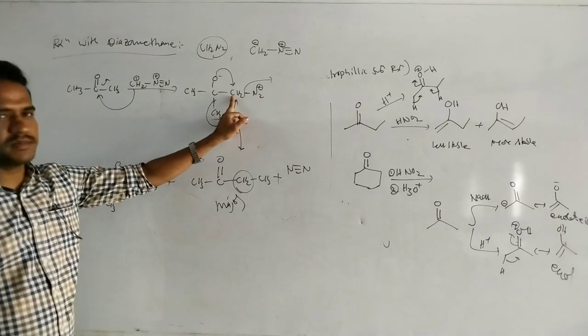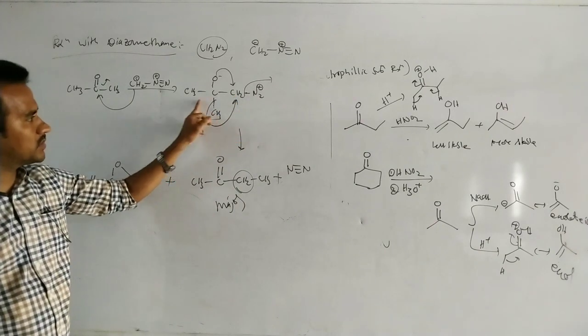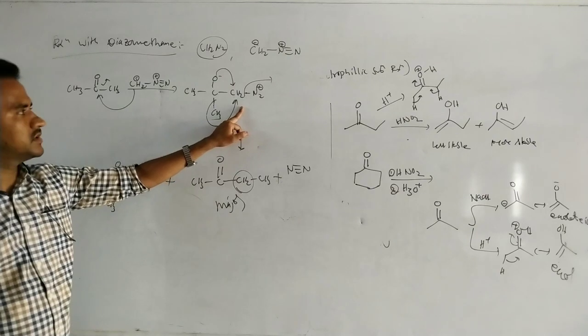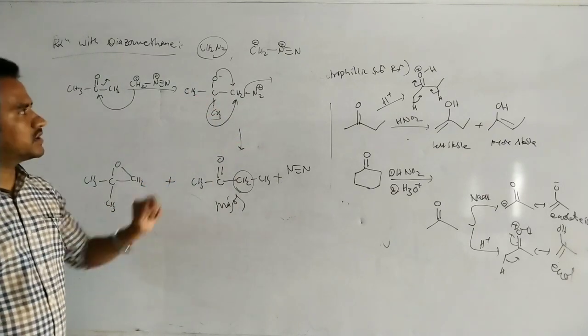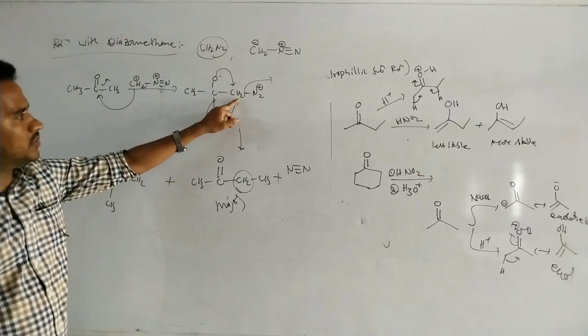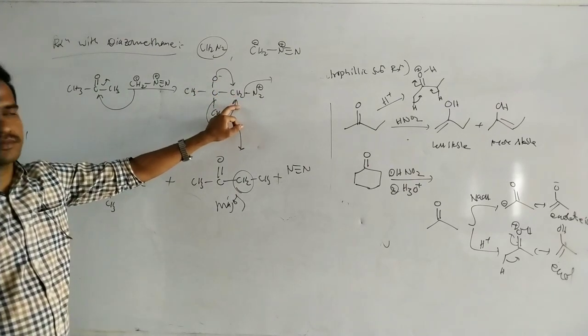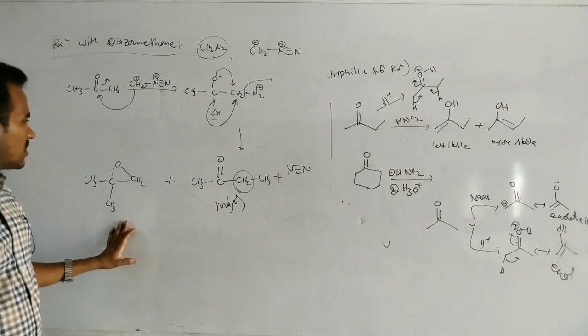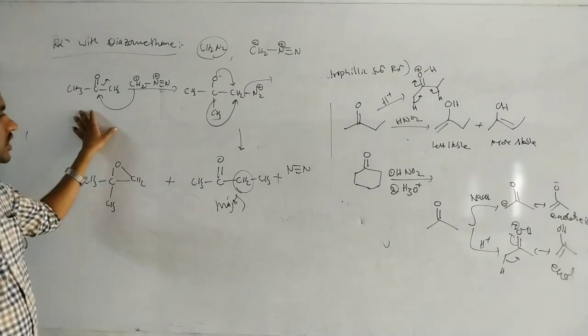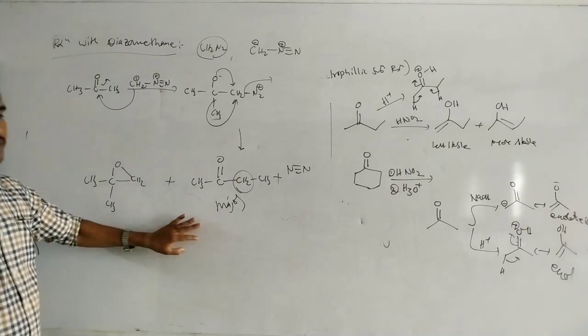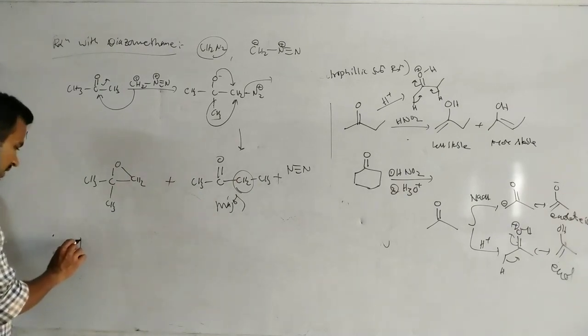With the loss of N2, this carbon becomes positive, and to this positively charged carbon CH3 minus migrates. Then this carbon carries a positive charge and oxygen a negative. Or directly this O minus can form a bond with the CH2 plus, giving the oxygen-containing compound. So lower ketone goes to higher ketone, and it is the major compound.